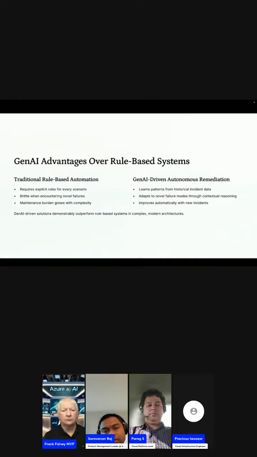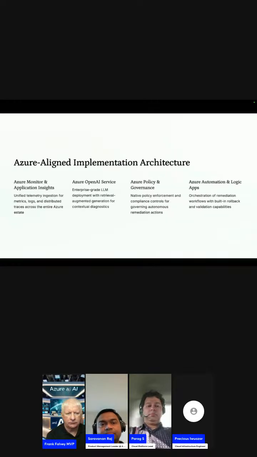The second problem with traditional rule-based automation is, especially when you encounter a novel failure, it's hard, and it just fails at that point. You really need a human to be engaged at that point. And then the maintenance burden grows with complexity. As I talked about, with multiple dependent services, it just becomes exponentially hard to maintain and manage. And given modern, complex microservice architectures, it's very difficult for an engineer who's on call to manage and help with the situation.